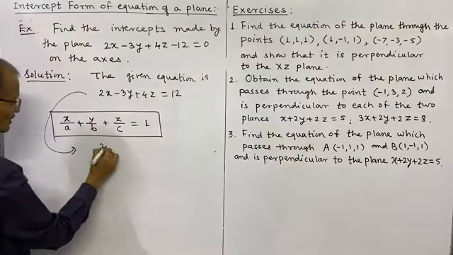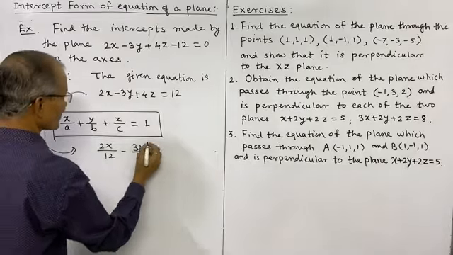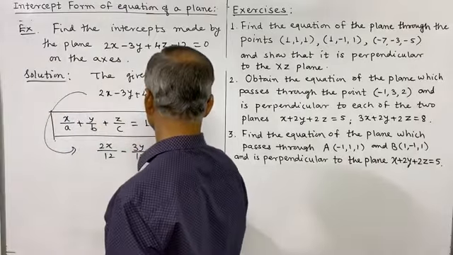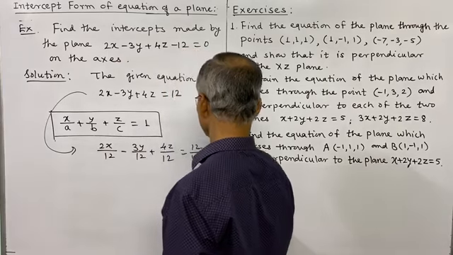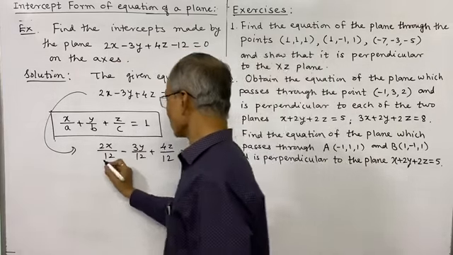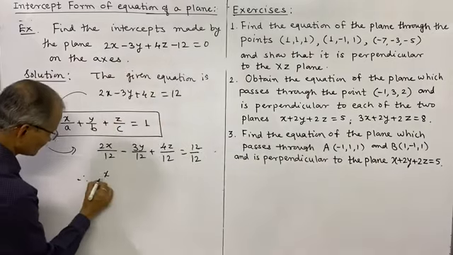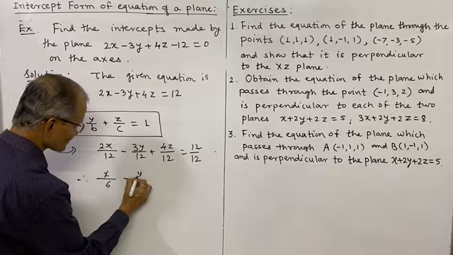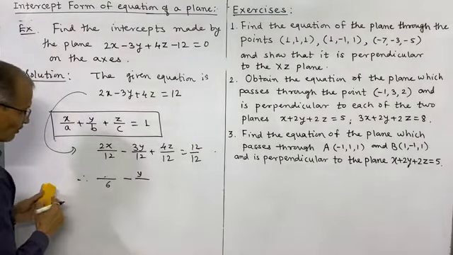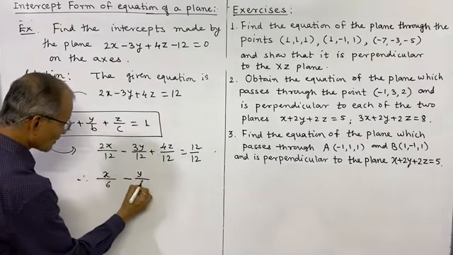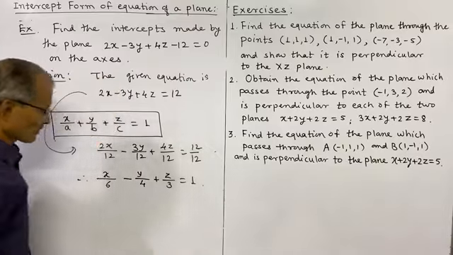So 2x divided by 12 minus 3y divided by 12 plus 4z divided by 12 is equal to 12 divided by 12, or that will be x upon 6. So this equation is x divided by 6 minus y divided by 4, and z divided by 3 is equal to 1.